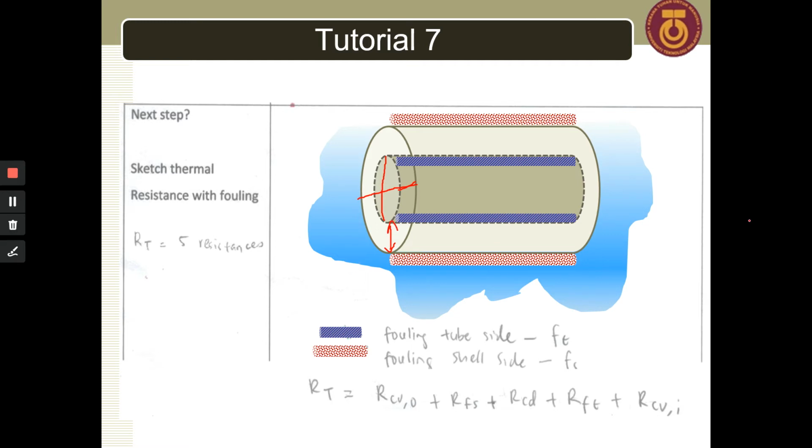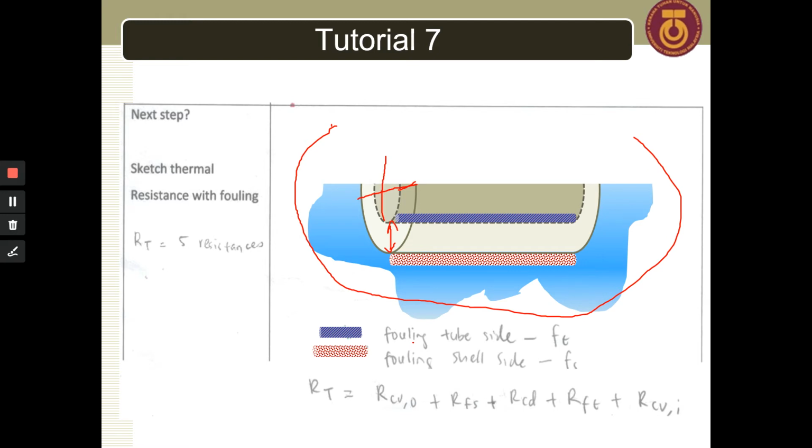The shell is not shown here. All these tubes are actually in the shell. So this is the fluid in the shell. Since the fouling occurs on the inner side of the tube, the inner side of the tube is the blue one, and also the outside of the tube, which is facing the shell. So this is the outside of the tube, the red fouling.